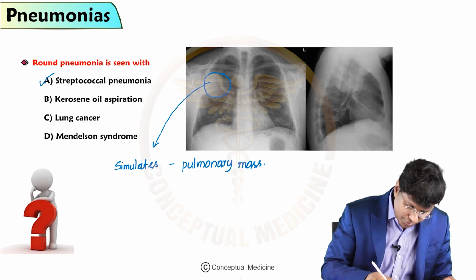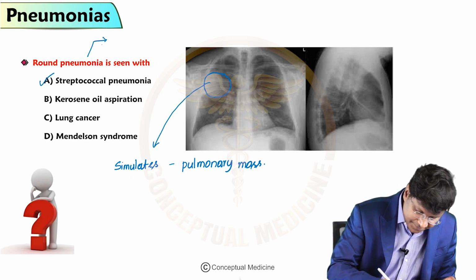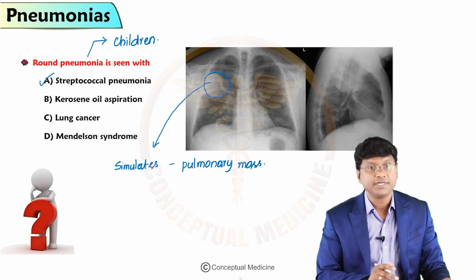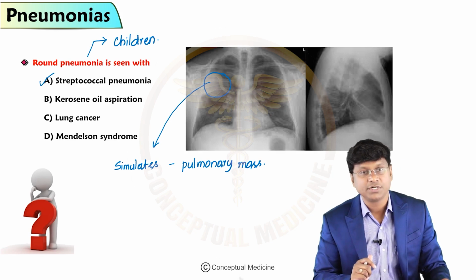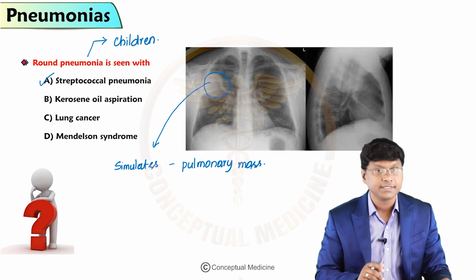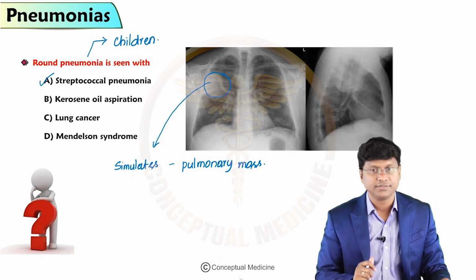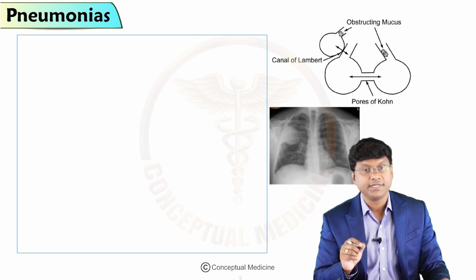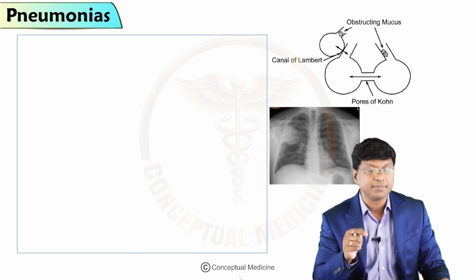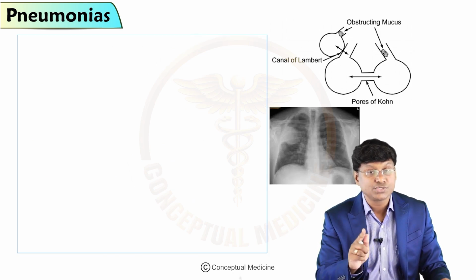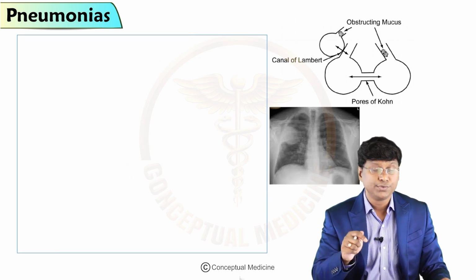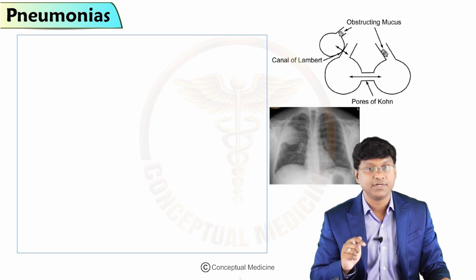Now this round pneumonia is seen mainly in children, right? Now why does it occur in children? Let me also explain. See, the proposed theory about why children develop round pneumonia and adults do not is due to development of interalveolar communication.